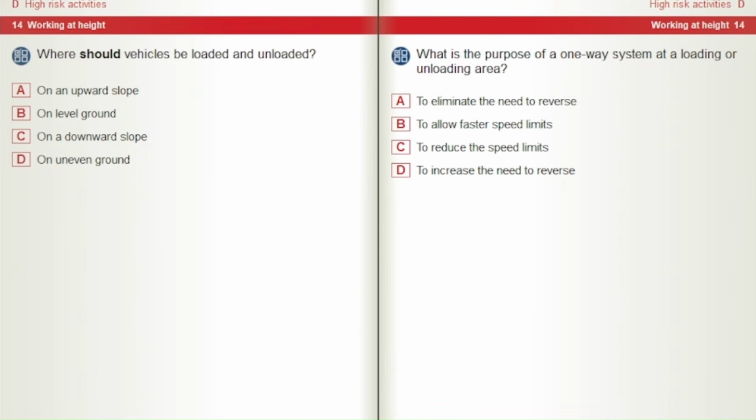Where should vehicles be loaded and unloaded? On an upward slope. On level ground. On a downward slope. On uneven ground.